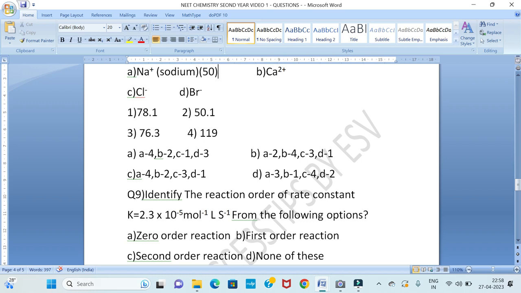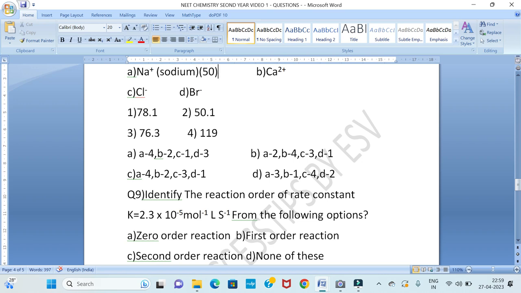So what is the answer? By seeing the units of K, you have to find out whether it is zero order, first order, second order, or none of these. I have given a clue also. In your book, they have given the units of the rate constant, and you have to remember that. The rate constant K may be 2.3 into 10 to some power, but by seeing the units you can tell. The answer is second order reaction.